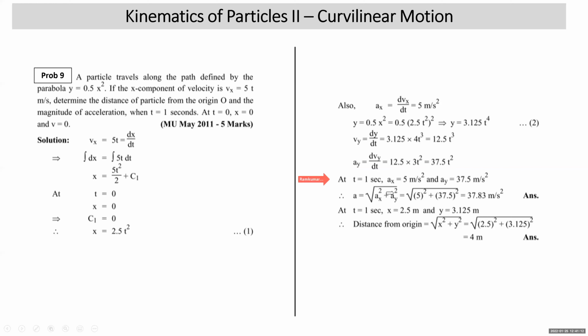At t is equal to 1 second, you get ax, that is 5 meter per second square, and ay. So you can get the resultant acceleration as the square root of ax square plus ay square. Substitute the values of ax and ay, and you get the resultant acceleration. We understand that at t is equal to 1 second, from this expression x is 2.5, and from this expression y is 3.125. So the distance from the origin will be the square root of x square plus y square, with x as 2.5 and y as 3.125.